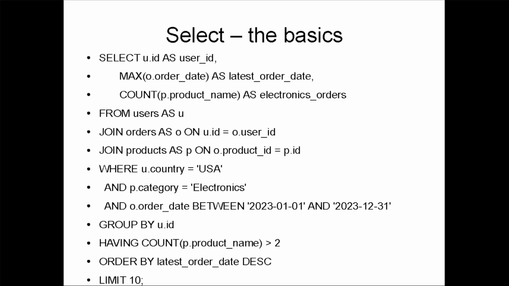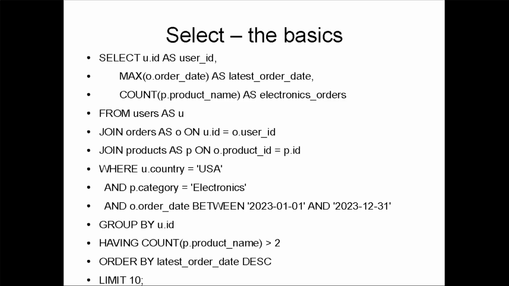From users as u. Join orders as o on u.id equals o.user_id. Join products as p on o.product_id equals p.id. Where u.country equals USA, and p.category equals electronics.